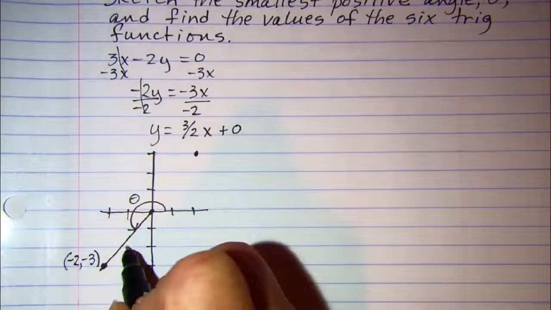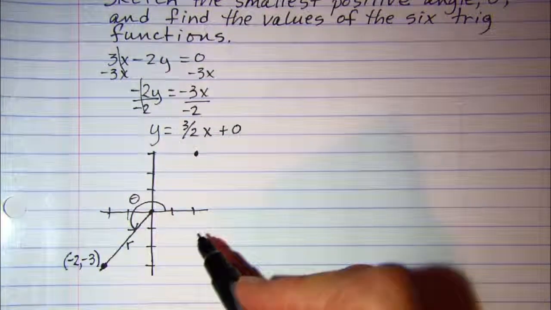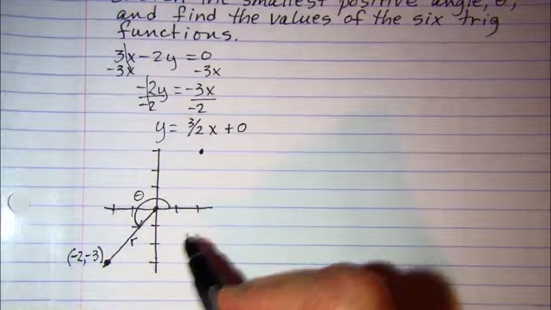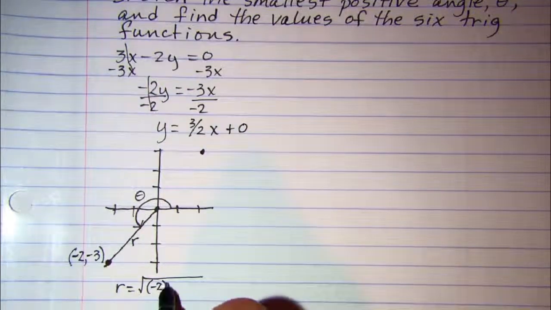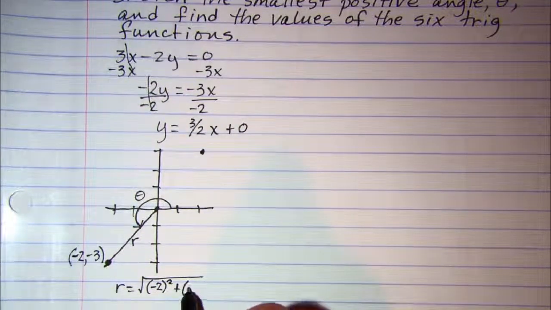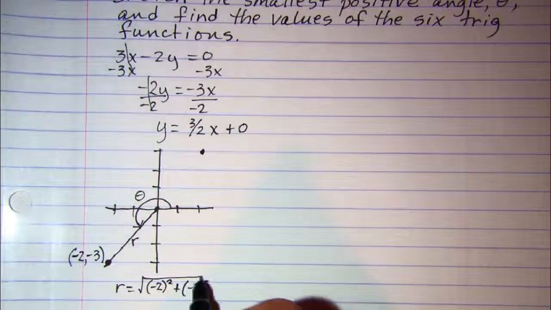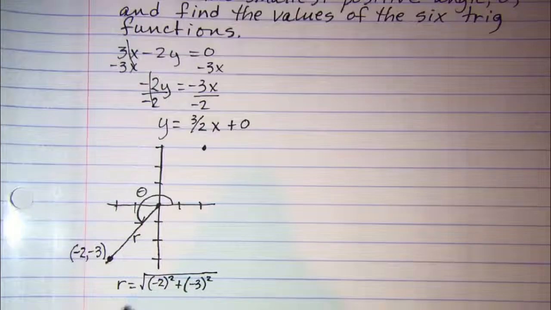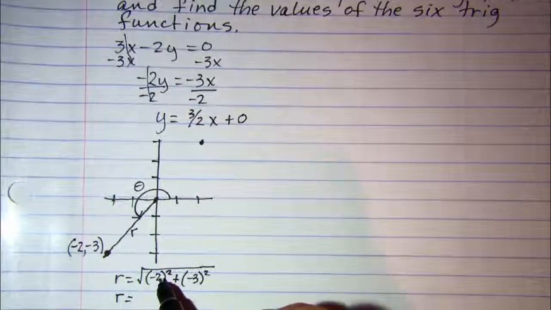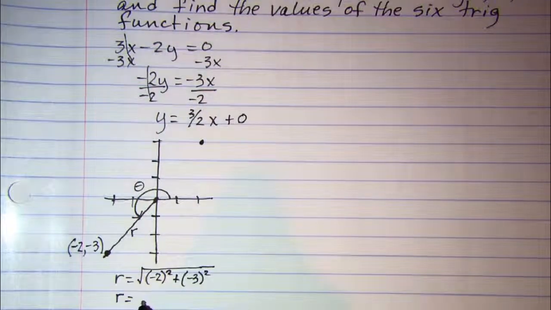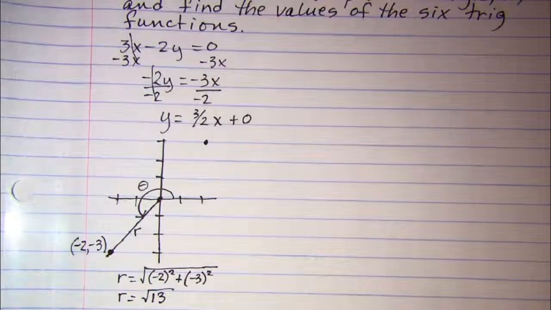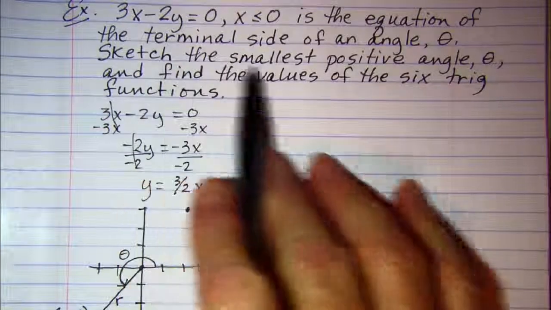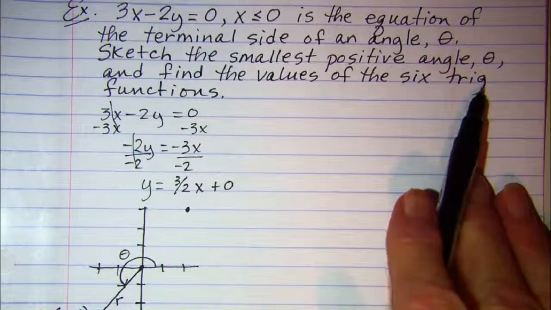We're also going to need to find r. And r we know is the square root of x squared plus y squared. So r is 4 and 9, so square root of 13. Alright, let's sketch the smallest possible angle theta, find the values of the 6 trig functions. Okay, so we're ready to do that.